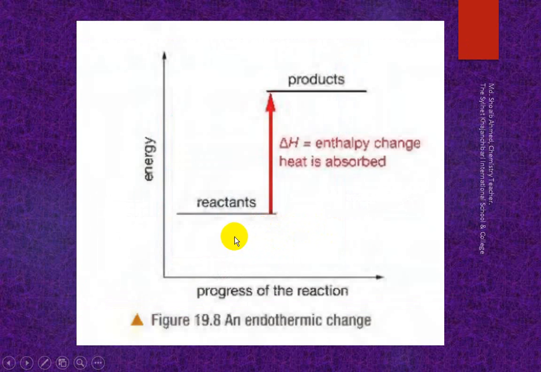This is the energy level diagram for the endothermic reaction. Reactant energy is less, product energy is more. So when the product is formed from the reactant, energy needs to be gained, because the product has more. So more energy is needed, so energy is absorbed here. This is the progress of the reaction, the energy level diagram for an endothermic reaction.